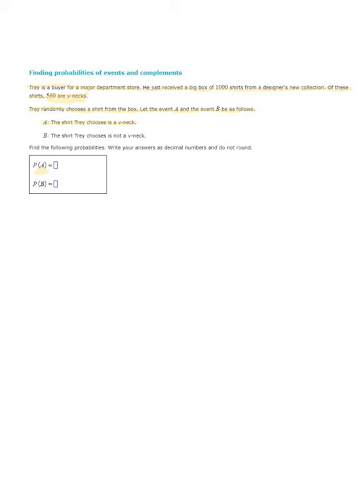And so you've got 560 V-necks out of the 1,000. The probability he reaches in there at random is going to be 560 over 1,000. It says write your answer as a decimal and do not round. So I type that in my calculator, or if you really had a good math teacher in elementary school, you would know that the probability as a decimal is going to come out to be 0.56. 56% chance of getting a V-neck.